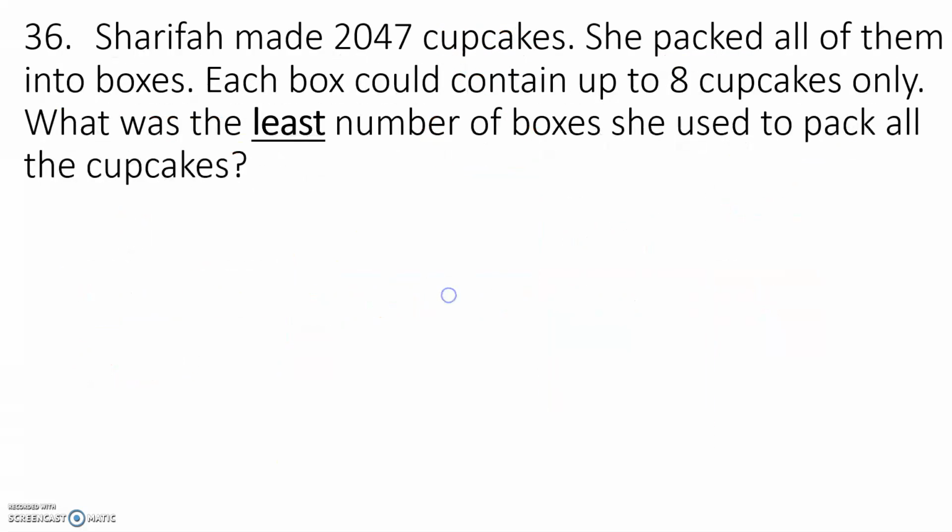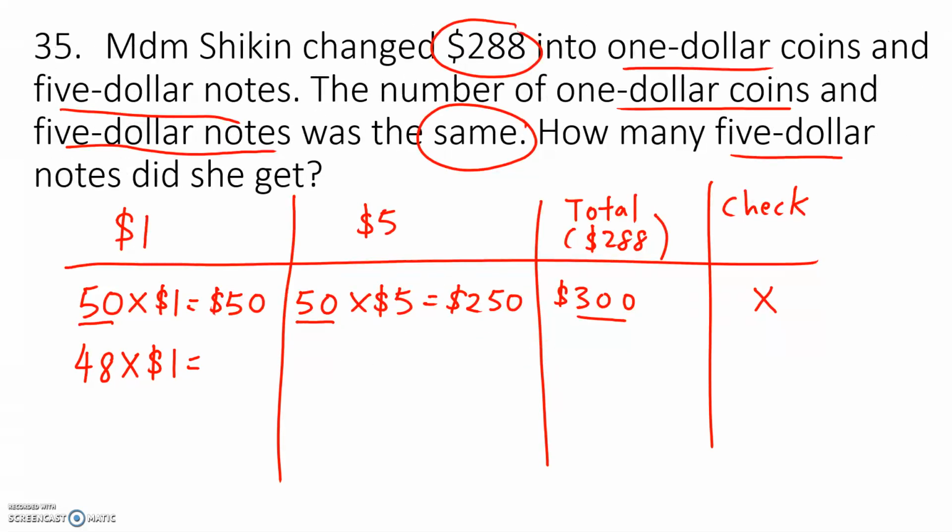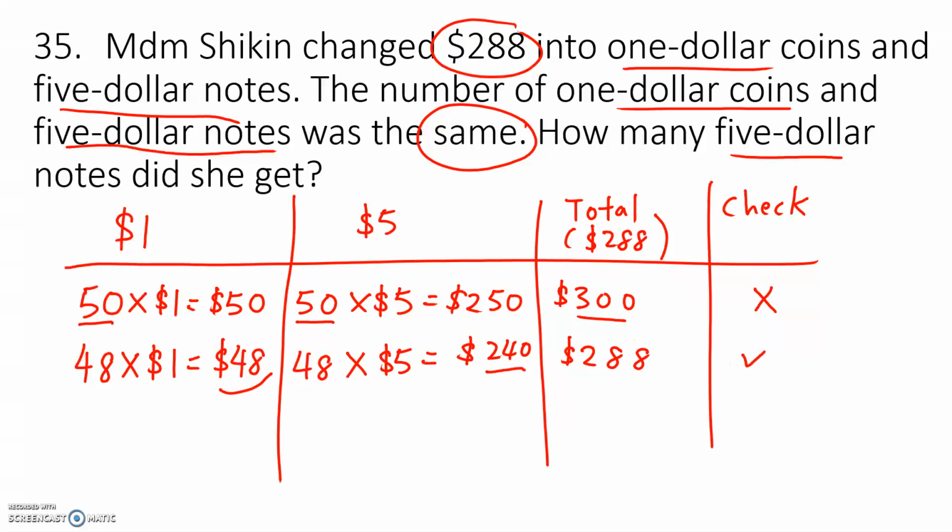So maybe she has 48 pieces of $1 notes, which would be $48. Maybe only 48 because it's the same number. So if you do a multiplication, it gives me 240. Now when I check 240 and 48, the total adds up to 288, which is a good guess. So remember, I would want to do a wrong guess one more time, but I'm not going to do it in this video. So how many $5 notes did she get? She actually got 48 $5 notes when we do the guessing. Okay, 48 is the answer.